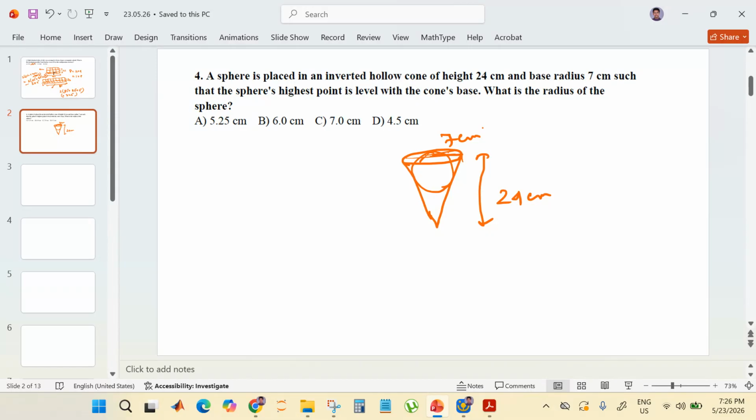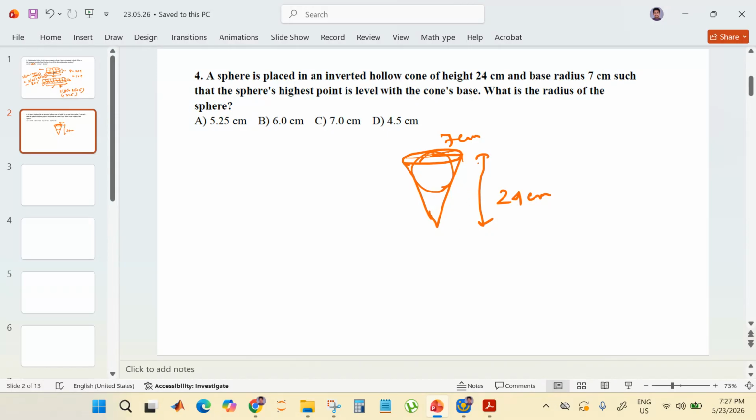Remember one piece of information you have to know. So it is a new question actually. Since the sphere is level with the top of the cone, the distance from the vertex of the cone to the top of the sphere is the cone's height, which is 24.